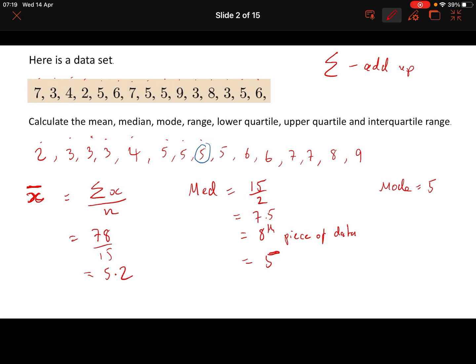And the range is also easy. The range is the biggest number minus the smallest number. So 9 minus 2, the range is 7.